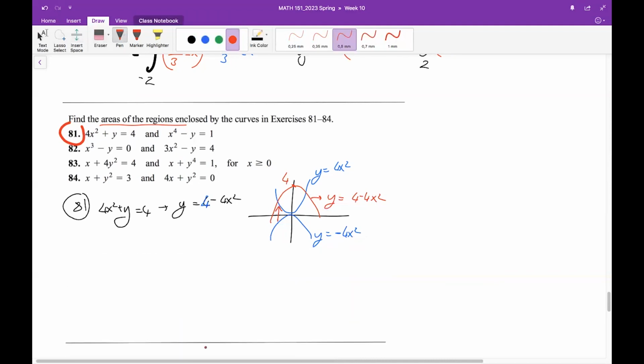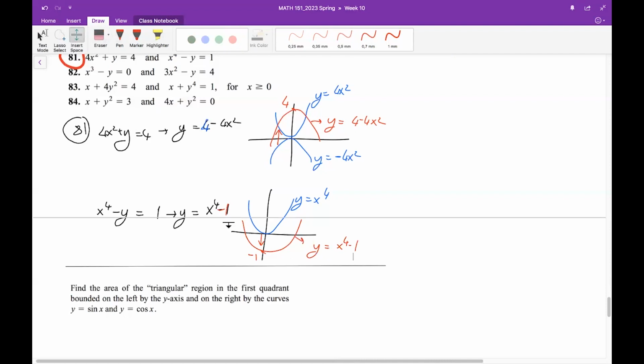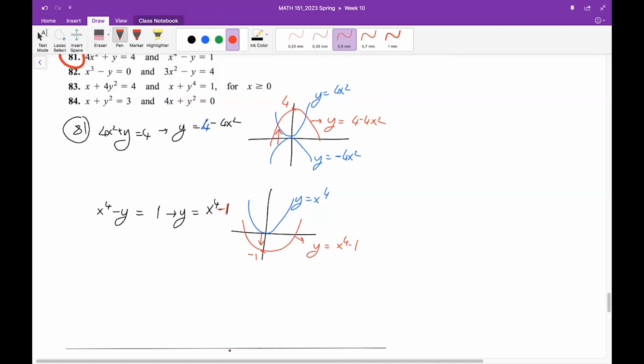By shifting, you can draw the graph of any parabola. And next, this one, x to the power 4 minus y is 1. So y is x to the power 4 minus 1. This is even easier because this is y equals x to the power 4 kind of parabola. Minus 1 means that you take this whole graph 1 unit down. So this is minus 1. This is the graph of x to the power 4 minus 1. Okay. We obtain the graph of the parabolas.